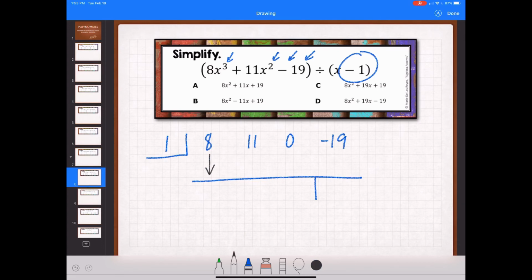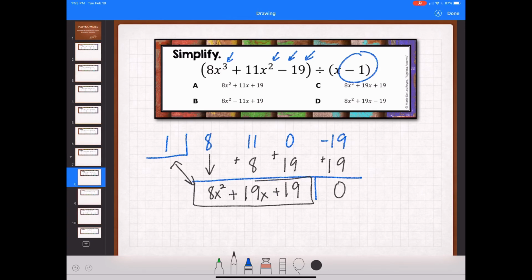All right, let's start. Bring down the first number, multiply the corner. 1 times 8 is 8, then add. We get 19. Multiply the corner, 19 times 1 is 19, then add. This gives us 19. Multiply the corner, 1 times 19 is 19, then add, remainder 0. Nice. So our answer, the first number is going to be the constant, the second number will be the x term, the third number will be the x squared term, and again 19 is positive, this 19 is also positive. So this is our quotient, 8x squared plus 19x plus 19.